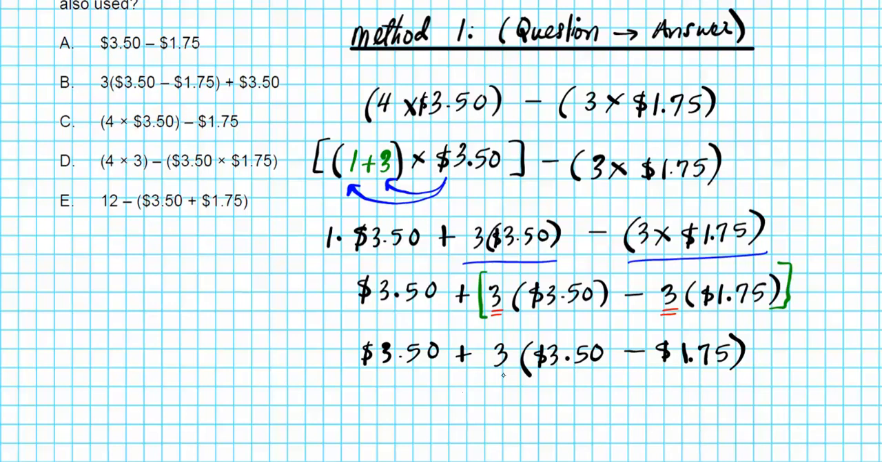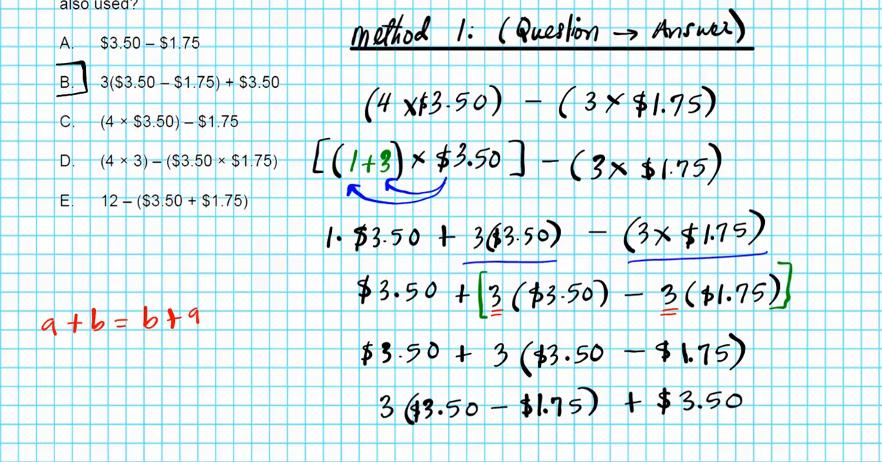Since we know addition commutes, it doesn't matter the order that you add, you get the same result. So we can rewrite this as 3 times $3.50 minus $1.75 plus $3.50. And as you can clearly see, our answer is option letter B. Okay.